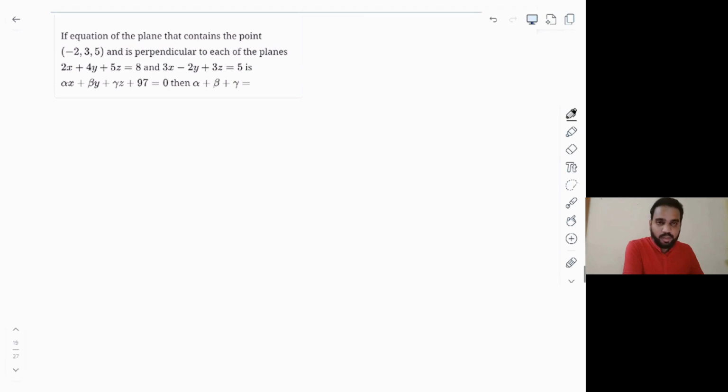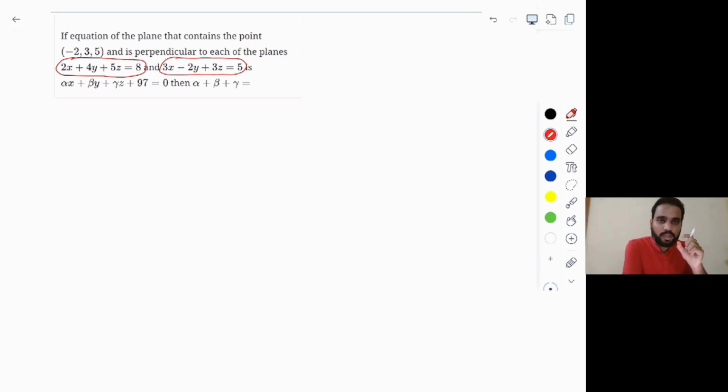This is one of the previous Mains questions once again. If the equation of the plane that contains the point minus 2 comma 3 comma 5 and is also perpendicular to the two given planes, that is 2x plus 4y plus 5z is equal to 8, and 3x minus 2y plus 3z is equal to 5. And just now I gave you one property. What is that?